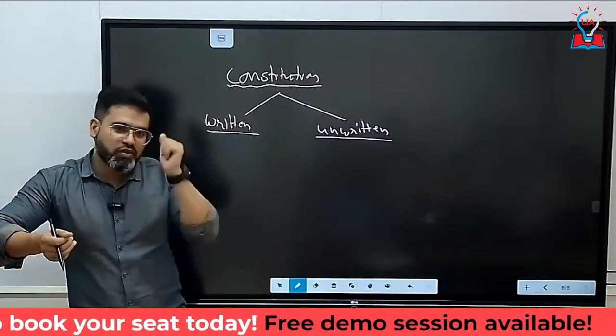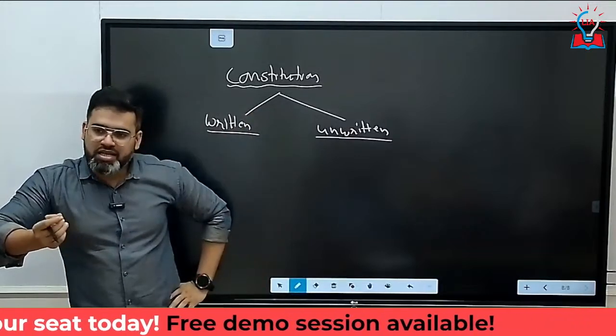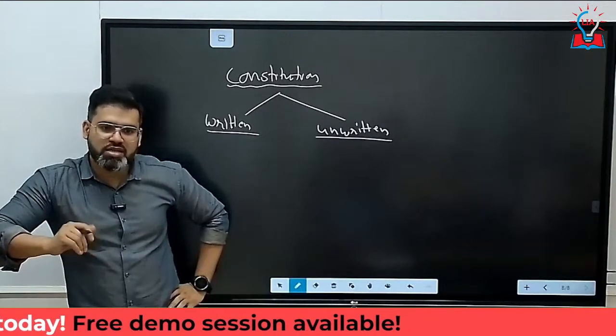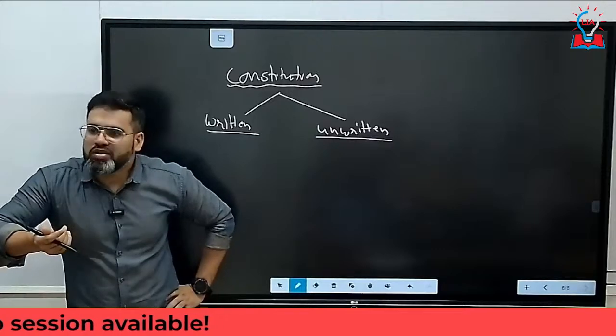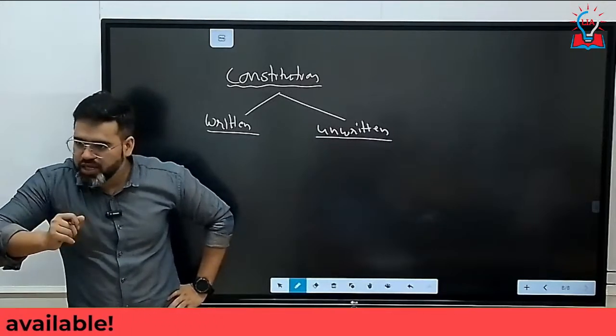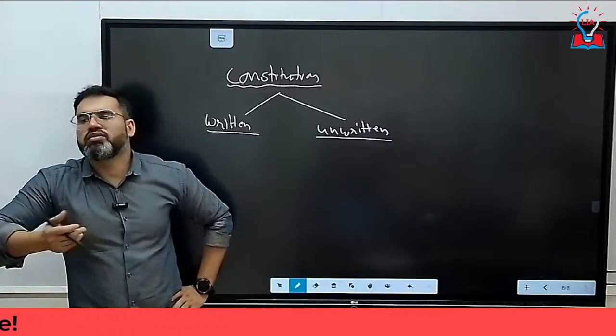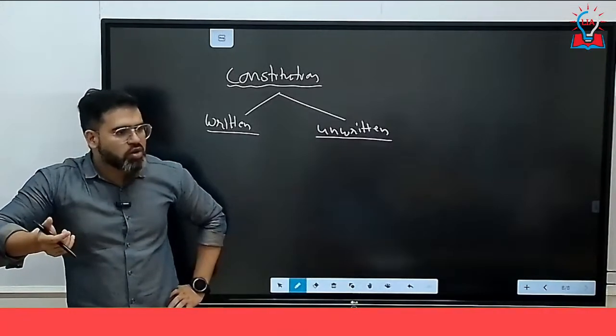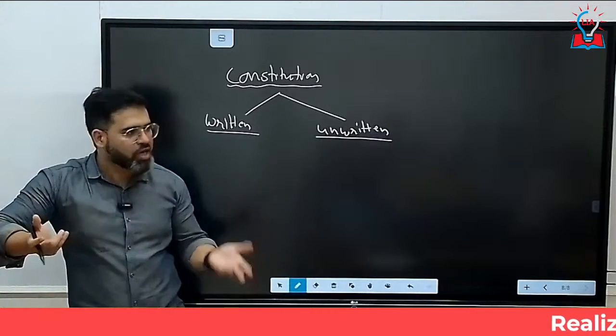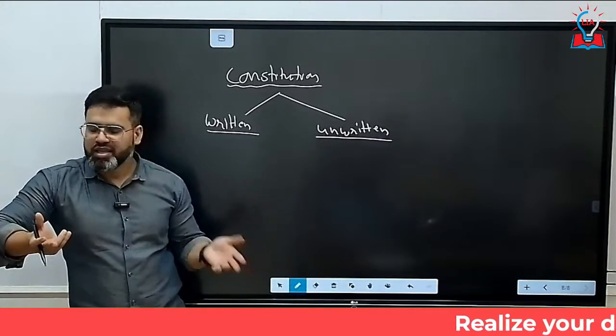But suppose some confusion happens. If mother says something and father says something and there is a conflict, which rule do we need to follow now? Father says something and mother says something. A dispute has happened. Who is going to resolve that dispute? No one is there. Grandparents, if they are alive, then only they can do it.